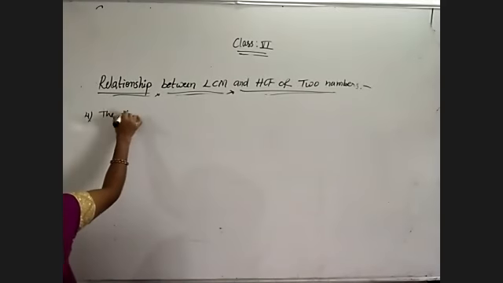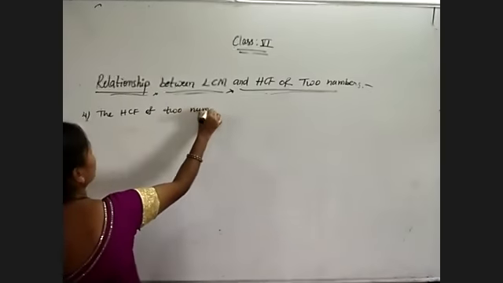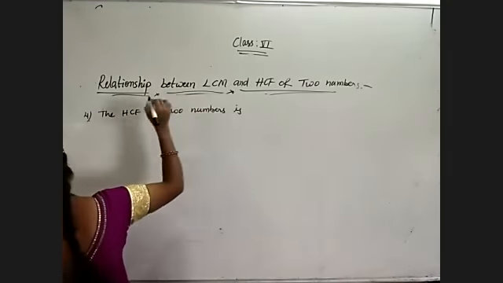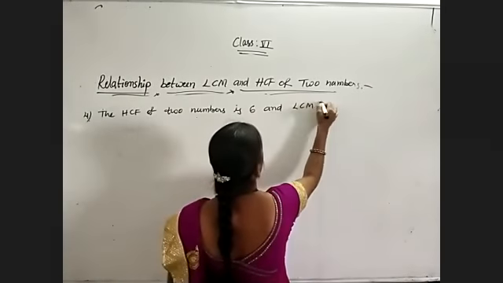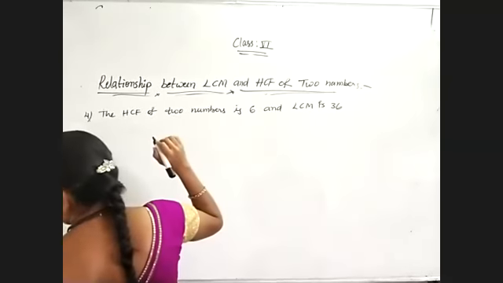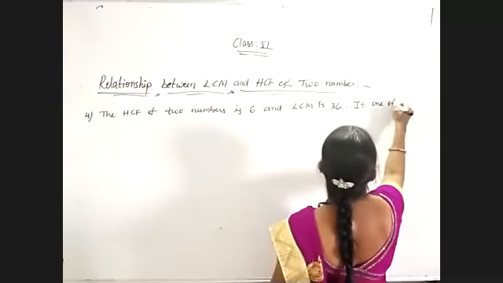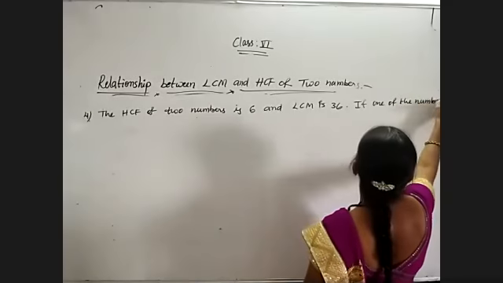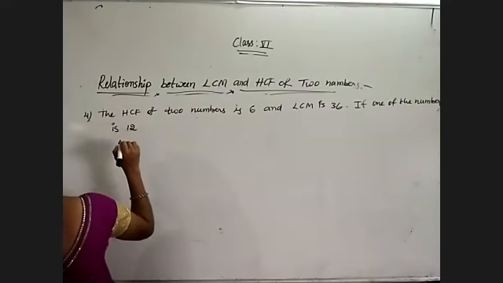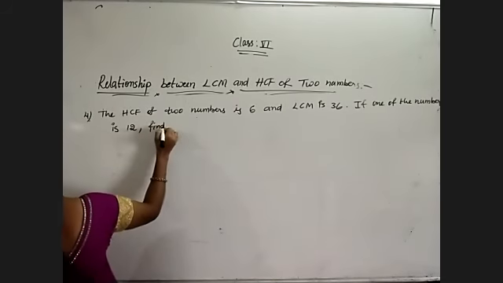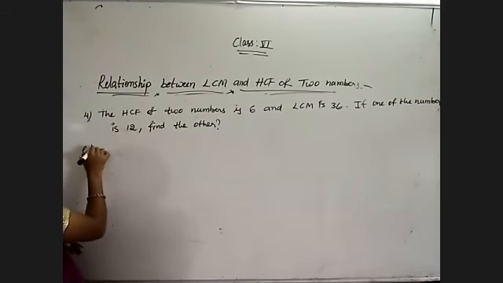The HCF of two numbers is 6 and LCM is 36. If one of the numbers is 12, find the other number. So as I told you, first of all, list out whatever they are given.